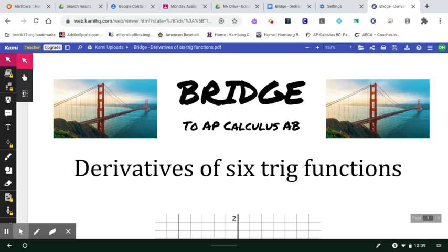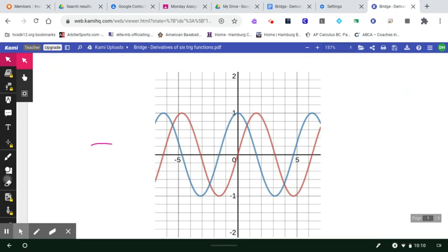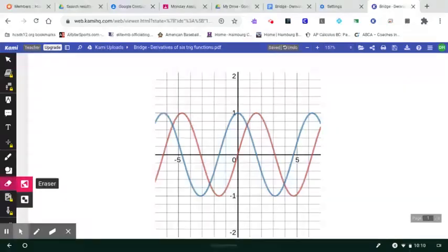All right, today we're going to tackle the derivatives of 6 trig functions. So I'm not going to do a formal proof of where they come from. You might just have to take my word for it, but I can show you a quick visual example of where some of them are coming from.